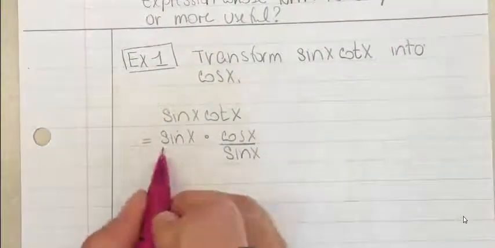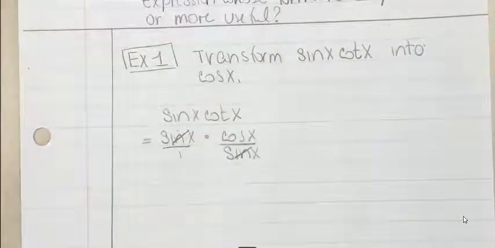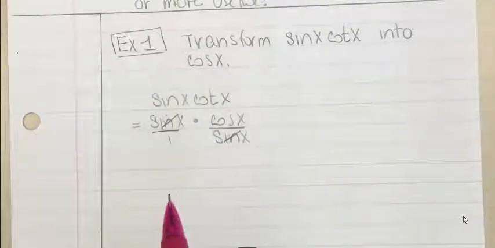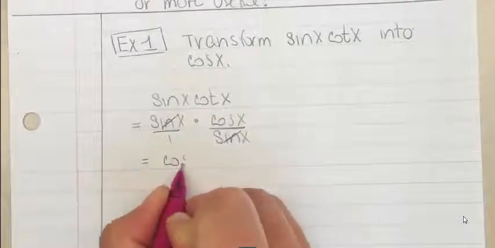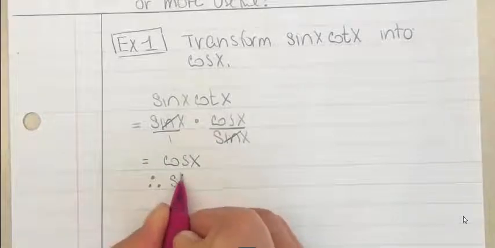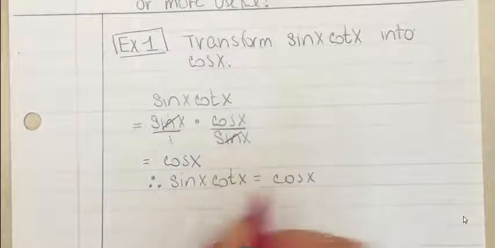So I can see now that these things are going to reduce, and sometimes you're going to have to play with this. Maybe you wanted to change sine into 1 over cosecant, right? Maybe you just have to kind of play with these sometimes. And there's something in your textbook that I'll show you in a few minutes that really gives you a strategy, a plan, okay? But this basically ends up giving us cosine x. Therefore, we can say that sine x cotan x is equal to cosine x.